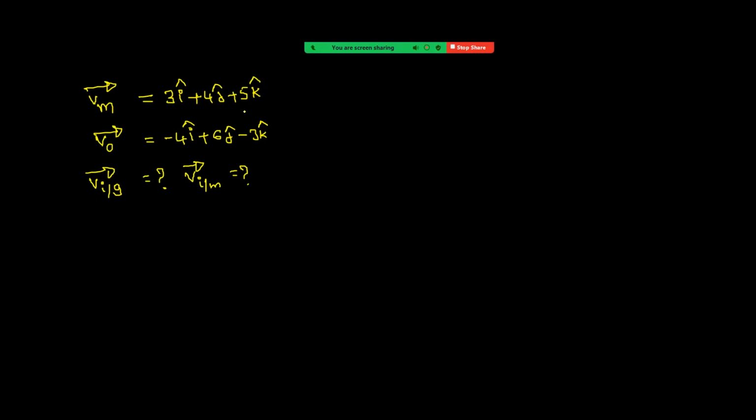So first condition, mirror is placed in YZ plane facing positive x-axis. That means in this, 3i cap velocity is normal to the plane of the mirror, and 4j cap, 5k cap, these two are parallel to the plane of the mirror. Let us see carefully.